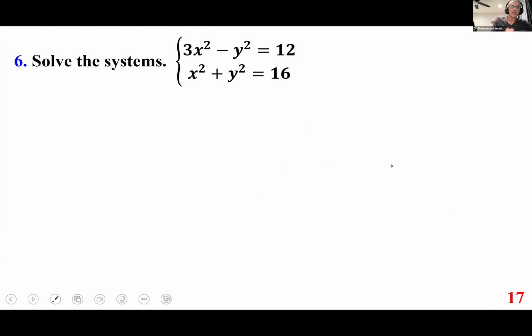Solve the systems. Now, this is a nonlinear system. 3x squared minus y squared equals 12, x squared plus y squared equals 16. We basically go with one of the methodologies that we learned before. In this case, addition will do the job, because if you add them up, these two cancel each other. So x squared and 3x squared is 4x squared, 16 and 12 is 28.